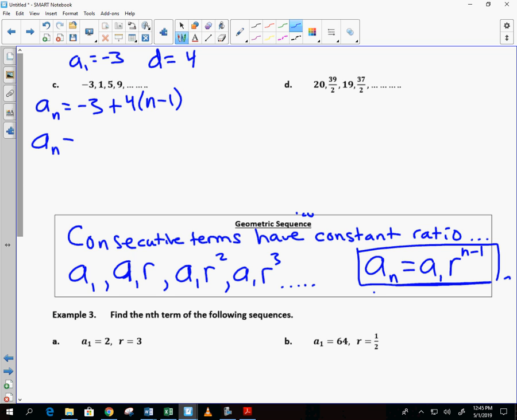So a sub n is equal to -3 plus 4n minus 4, or a sub n is equal to 4n minus 7. So if you want to figure out the 20th term, a sub 20 is equal to 80 minus 7, or 73. It is not 62.